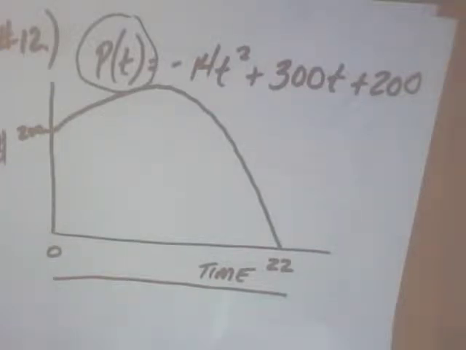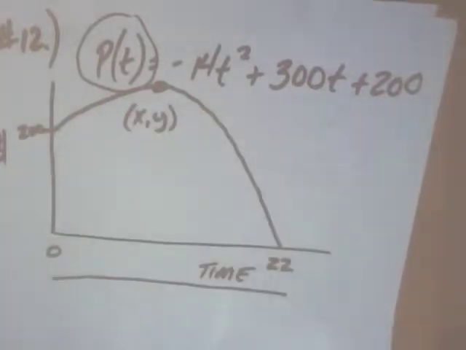And it says, what is the maximum price? Where would I find that on the graph? The vertex, right? The vertex has an X and a Y value. Which one will give me the price? The Y, right? So we need to find the vertex, or in this case, it's also known as a maximum. And I want the Y value. Grab your calculator.